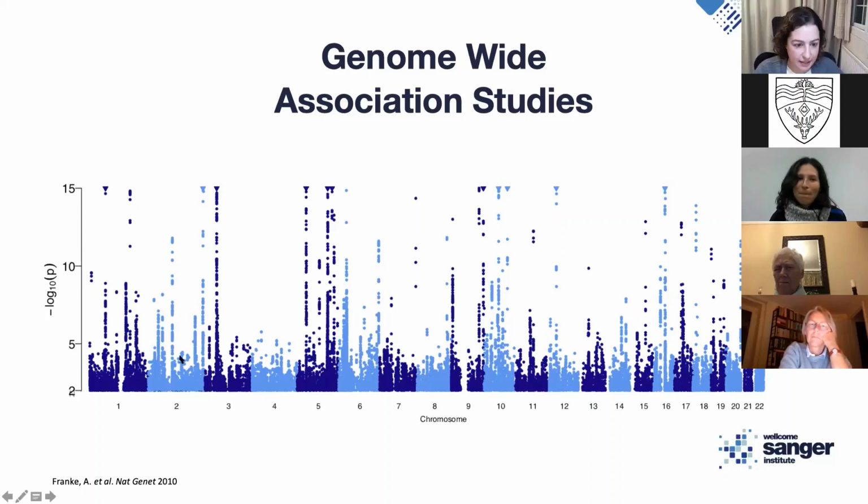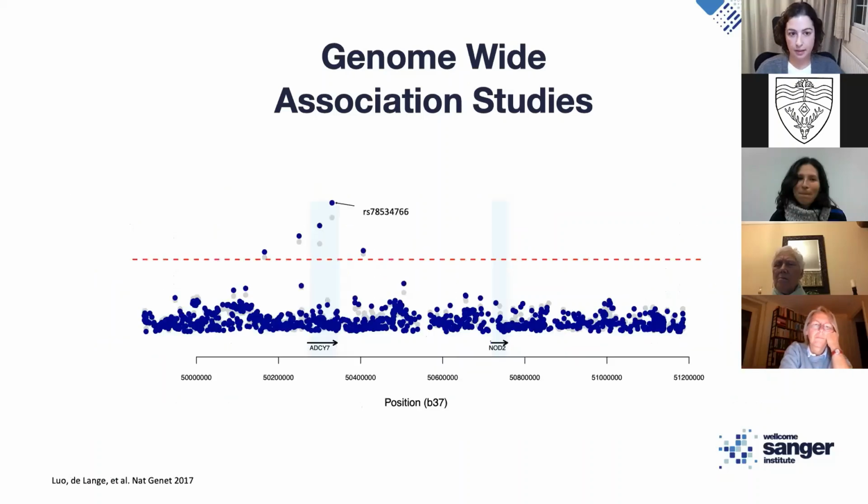So for instance, what we call association signals or peaks will point me to, okay, let's have a look more in detail at what's happening there. So let's do that. And this is a real example. So here you have what we call a regional Manhattan plot.